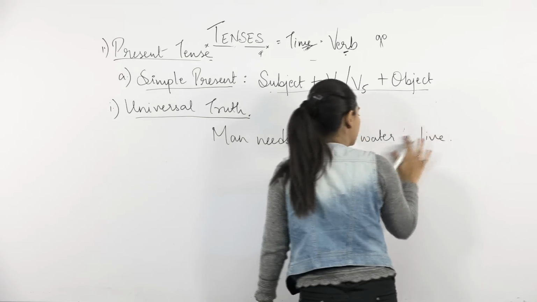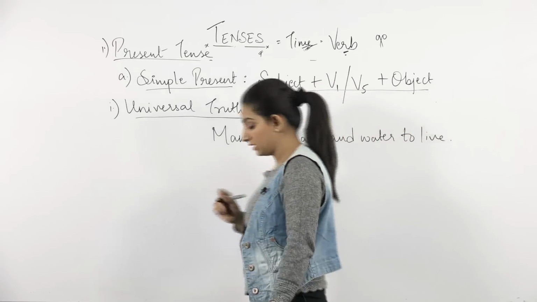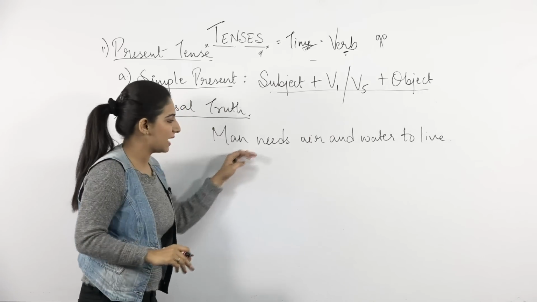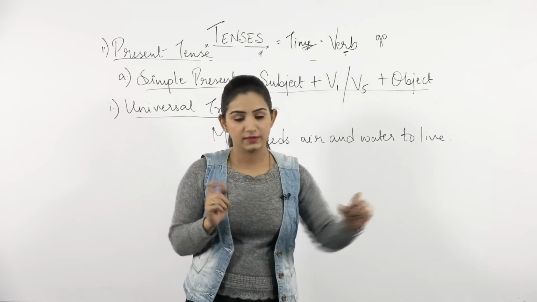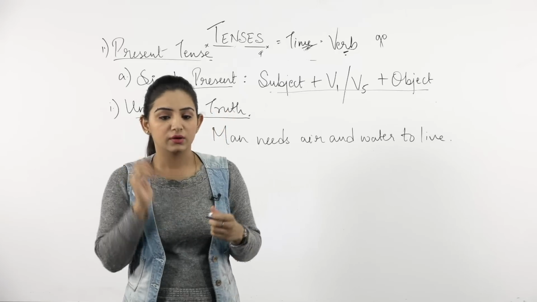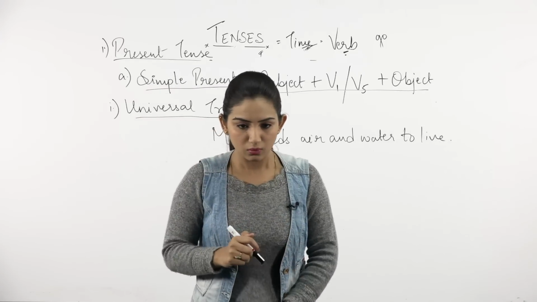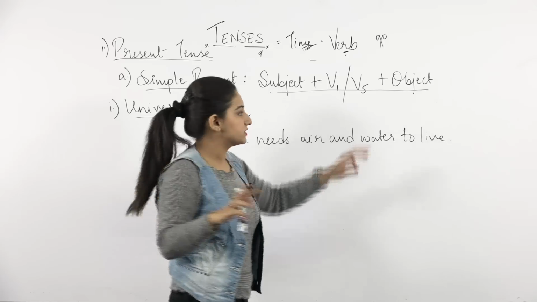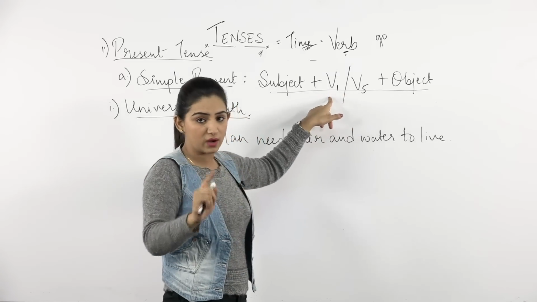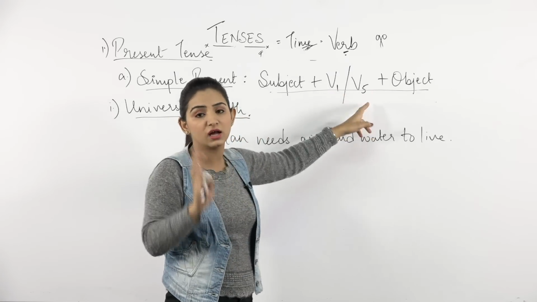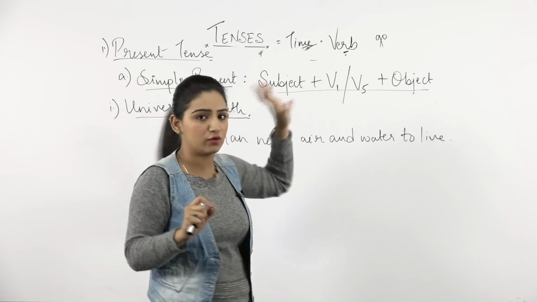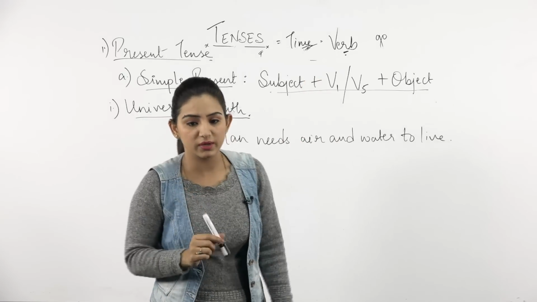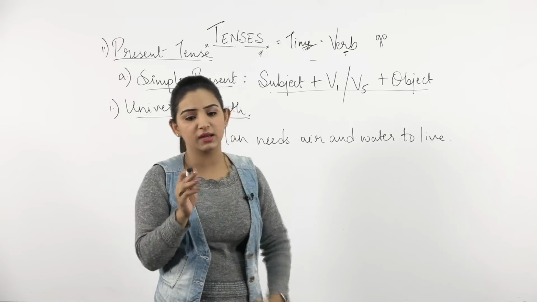Now tell me, will this sentence be correct? Is this sentence correct? Man needs air and water to live. Is it correct or wrong? Quickly. Okay, Rupak Savale has answered subject, verb, form, object. Verb's form will be either V1 or V5. You cannot use any other verb form apart from V1 or V5 in simple present. Quickly. Okay, habitual sentences will be there.